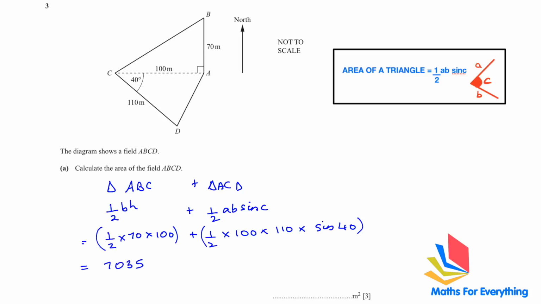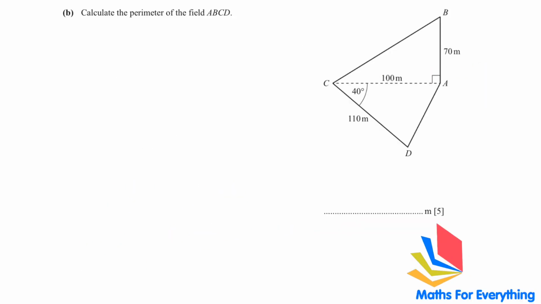7,035 square meters is our answer. Part B, calculate the perimeter of the field ABCD. Perimeter is the outside part of any shape. We have AB and CD. We need to find BC and AD.